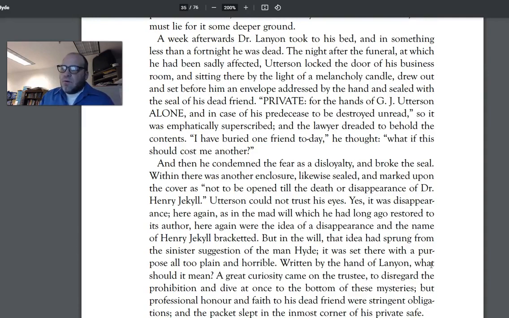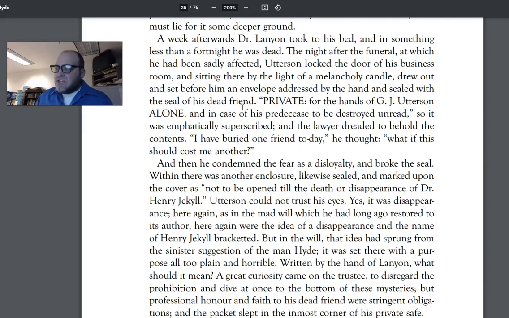The night after the funeral, at which he had been sadly affected, Utterson locked the door of his business room, and sitting there by the light of a melancholy candle, drew out and set before him an envelope, addressed by the hand and sealed with the seal of his dead friend. So there's a letter that was sent to him by Lanyon. And this is what it says.